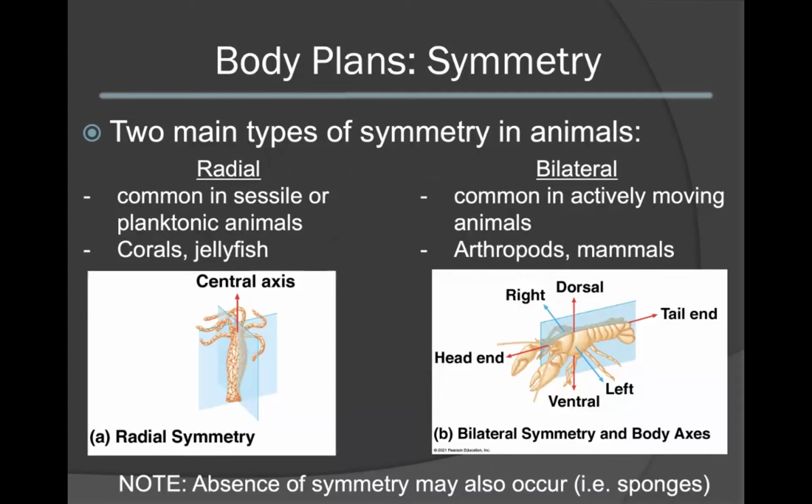There are two main planes of symmetry that exist in animal body plans: radial symmetry or bilateral symmetry. Please refer to the diagrams below to understand the difference between these two symmetry types. Radial symmetry is very common in sessile or planktonic animals such as corals and jellyfish. Bilateral symmetry is common in more actively moving animals such as arthropods and mammals. Also note that an absence of symmetry may also occur. This is very typical in sponges.